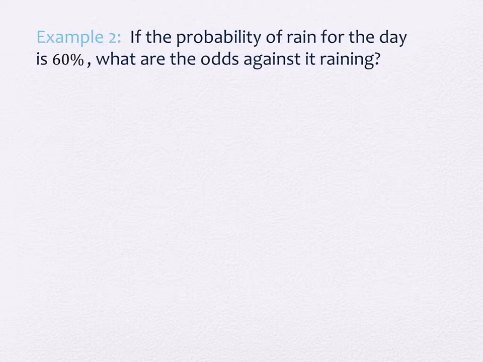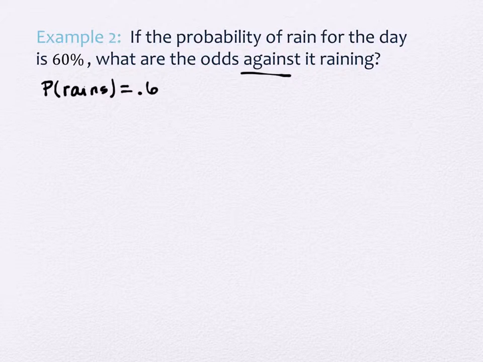If the probability of rain for the day is 60%, what are the odds against it raining? Okay, we want the odds against it raining. So, let me write it down. Let's start first. What's the probability that it rains? That's 60% or 0.6, right?